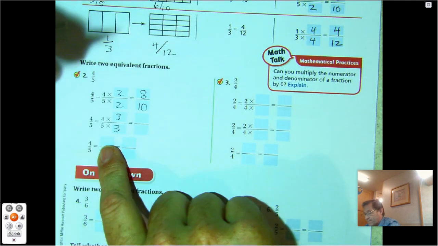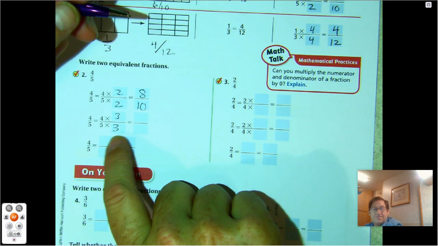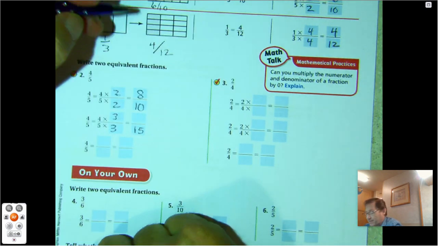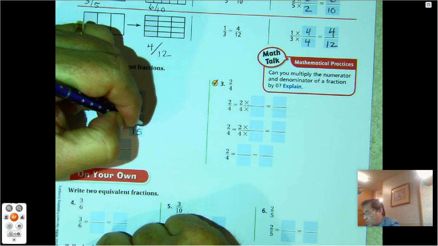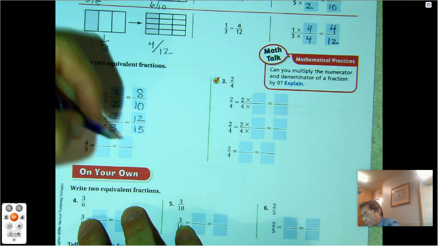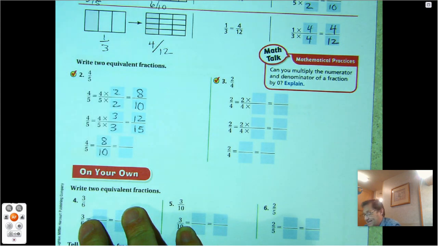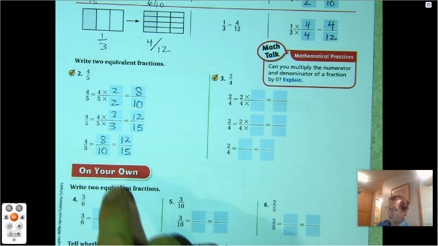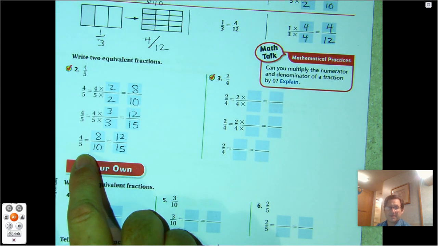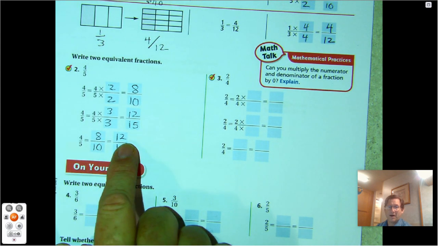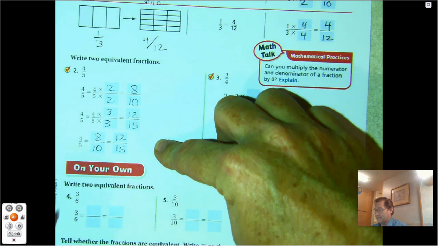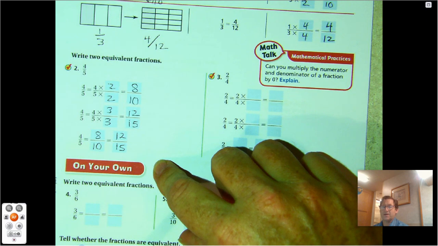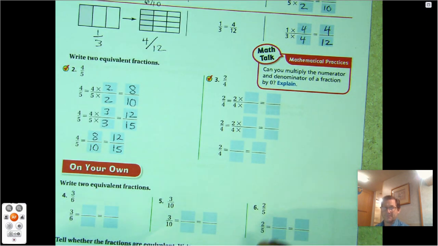The next one, if I multiply the fifths by 3 times as many, I would have 15 parts. The number of shaded parts would be 12. So 4/5 is the same as 8/10, which is the same as 12/15. And you start to notice a pattern in the numerator and denominator. 4, 8, 12. The next one would be 16. The denominator would be 5, 10, 15, 20. 16/20, 20/25, so on.